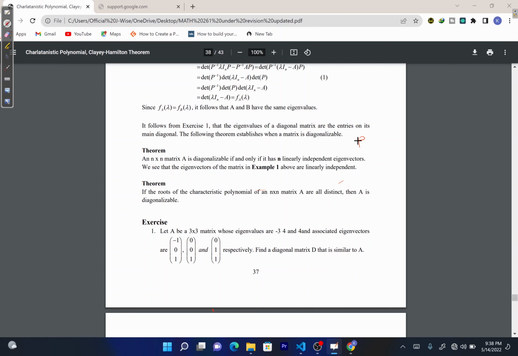All right. Then another theorem says that if the roots of the characteristic polynomial of an n by n matrix A are all distinct, then A is diagonalizable.